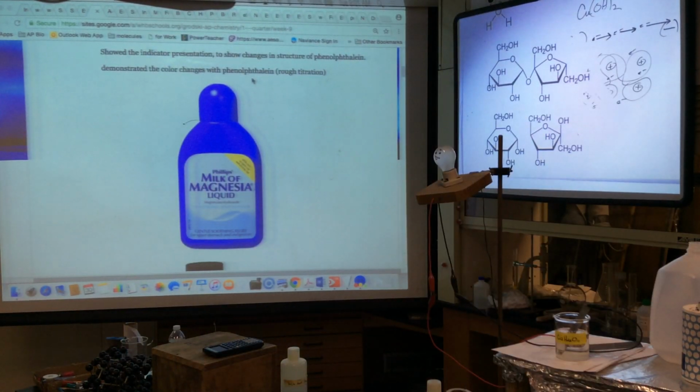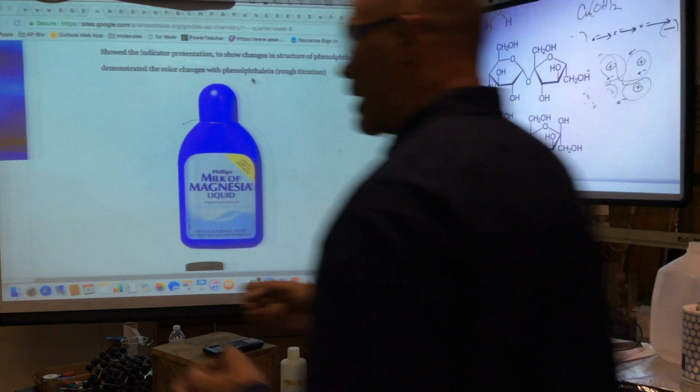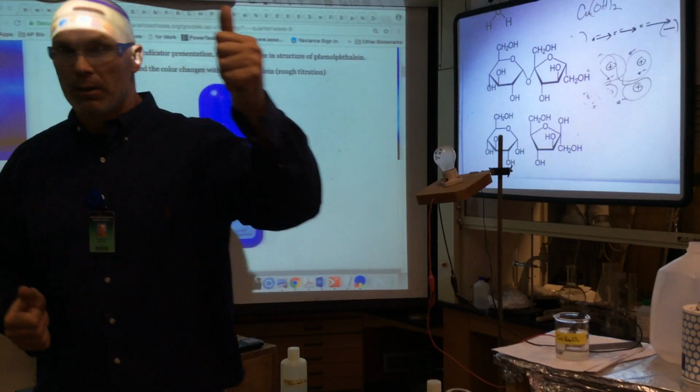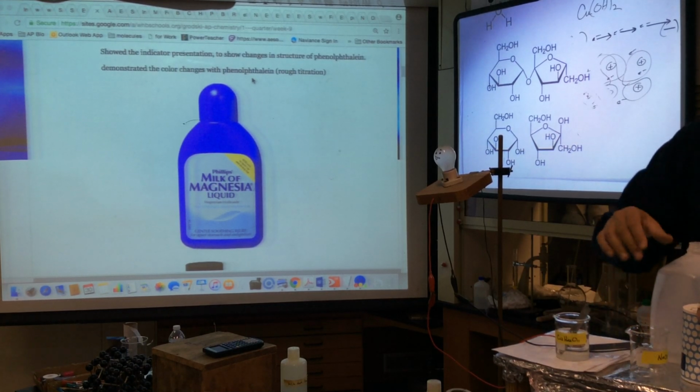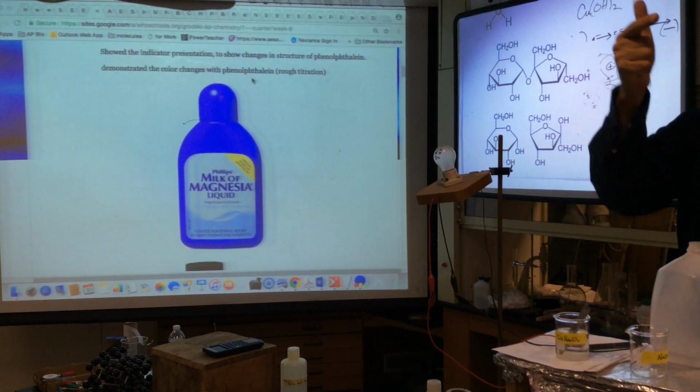Who are electrolytes? Who creates free ions? What's that? Metals? Metals not. Metals conduct electricity, right? Because of free moving what? Electrons. Acids, bases, and soluble salts.